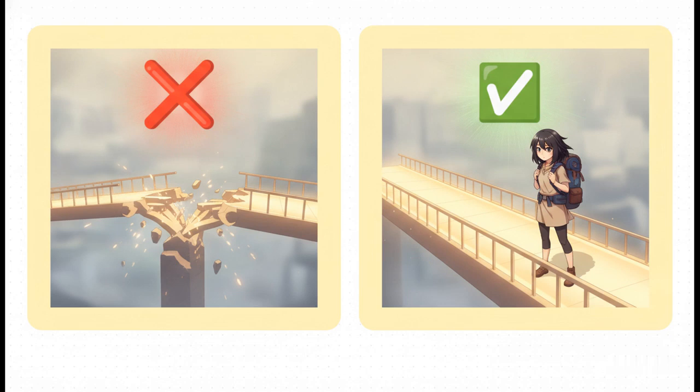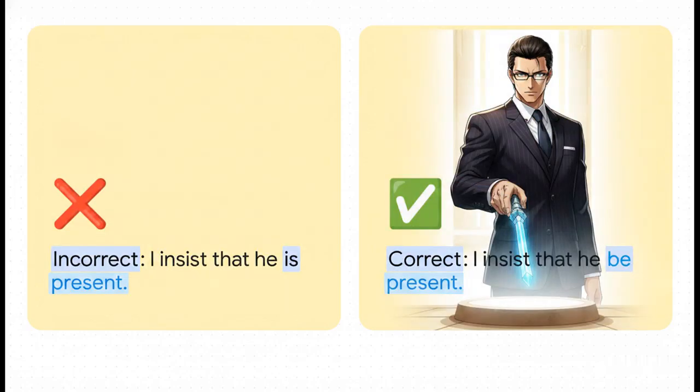Despite is a concession connector that absolutely cannot take a subject and a verb. So the correct, flawless version is, despite being tired. We use the verbing structure. If you really wanted to keep the subject and verb, you'd have to switch the bridge and say, even though she was tired. Okay, here's a classic subjunctive error.